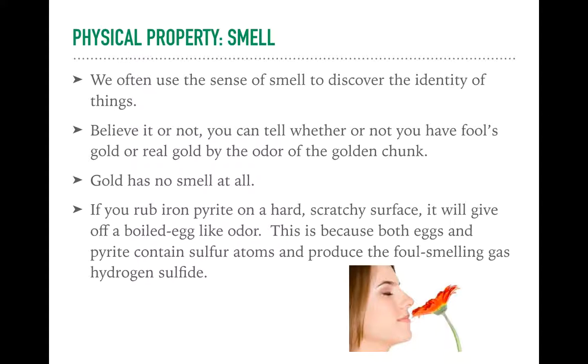Smell is also a physical property that we often use to distinguish between things. Believe it or not, you can actually tell the difference between fool's gold and real gold by smelling it. Gold will not have a smell, but if you rub iron pyrite on a hard, scratchy surface, it will give off a boiled egg-like odor. This is because both eggs and iron pyrite contain sulfur atoms and produce the foul-smelling gas hydrogen sulfide.